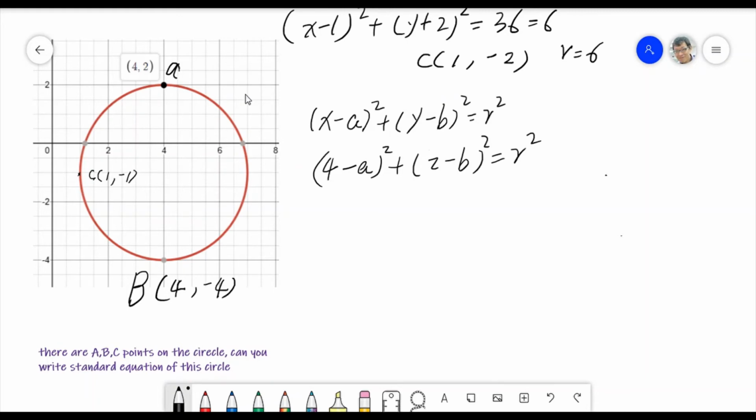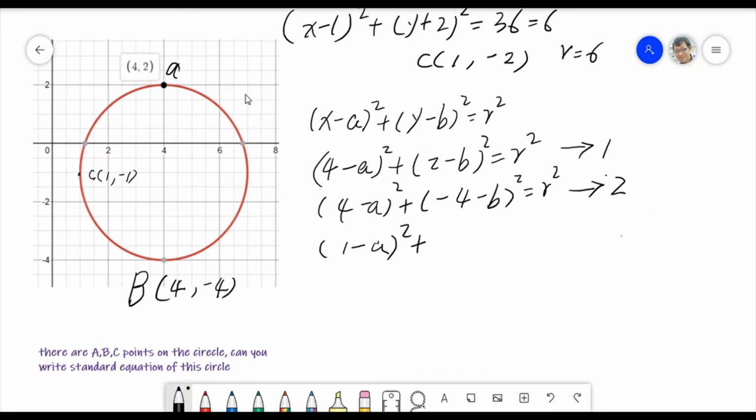And then let's substitute point B in this equation. So we can see x is 4. 4 minus a squared plus y here is negative 4, minus b squared equals r squared, right? We write the first as equation 1, the second as equation 2, and the third is based on point C. Okay, so point C is here, C is x minus a squared plus negative 1 y minus b squared equals r squared, and we call this equation 3.